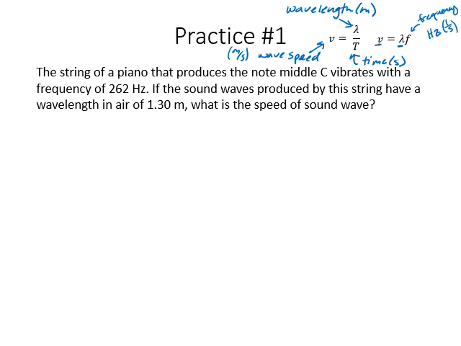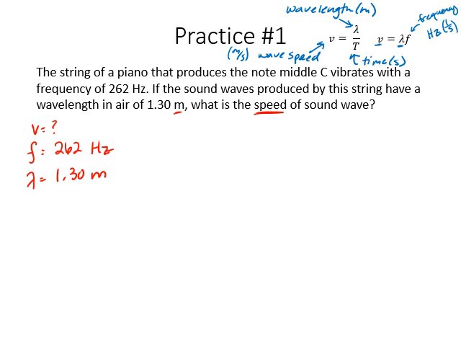Jumping into our first problem here, the string of a piano that produces the note middle C vibrates with a frequency of 262 Hz. If the sound waves produced by this string have a wavelength in air of 1.3 meters, what is the speed of the sound wave? So we're solving for speed, and we're given Hertz, which is frequency, 262 Hertz. And we're given something in meters, so that's going to be wavelength lambda, 1.3 meters.